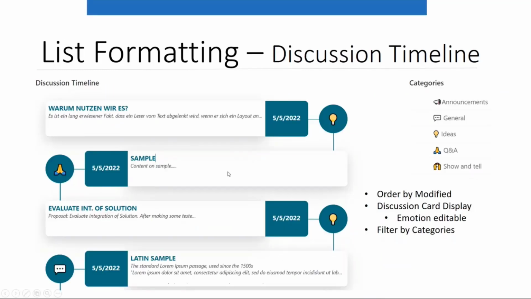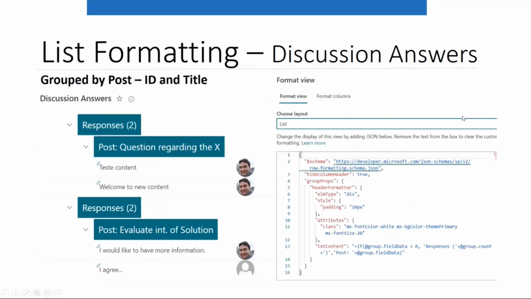Because we have one main board where people can interact, there is a second one that I created that is a more timeline approach, ordered by modified, where we also have the card, but only in the displayed mode. The only option that the users can manage is the emotion. They can like it and dislike it. It's more for the visualization. And we can also filter by the different categories itself.